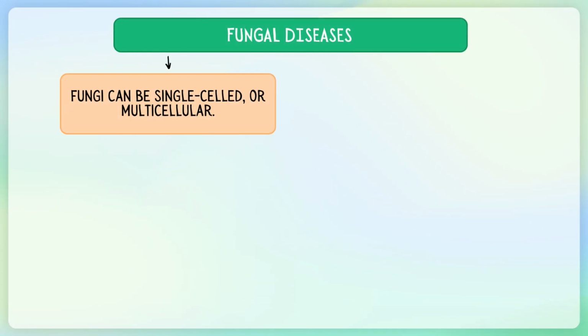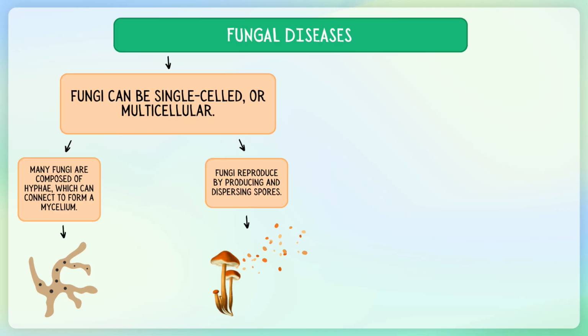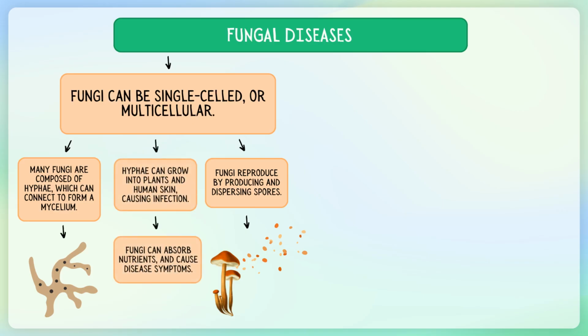To sum up, fungi are a diverse group of organisms that can cause important plant diseases. Today, we covered the main features of fungal diseases, which allow them to spread and infect organisms. This includes their reproduction through spores that can be carried by the wind, and their thread-like hyphae that can penetrate the surface of an organism.